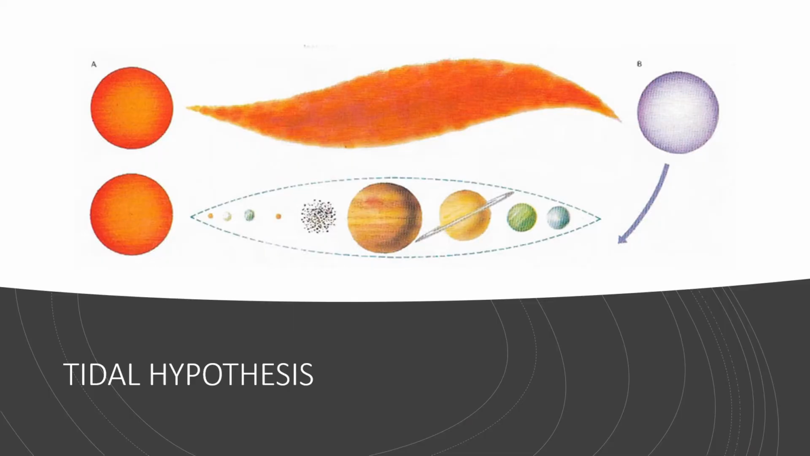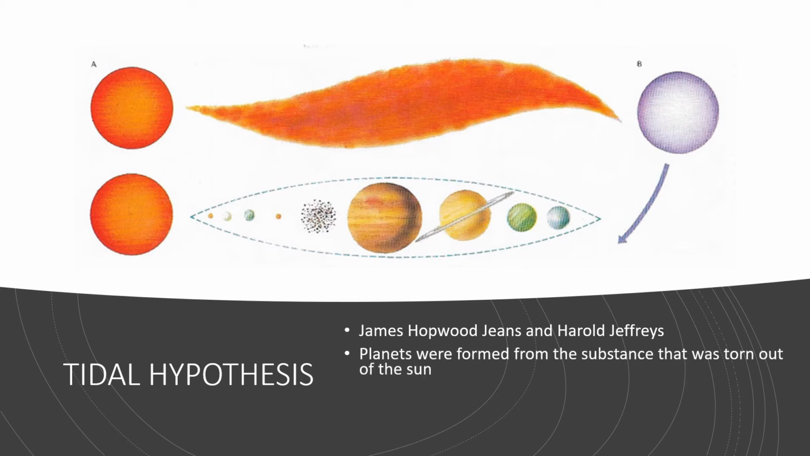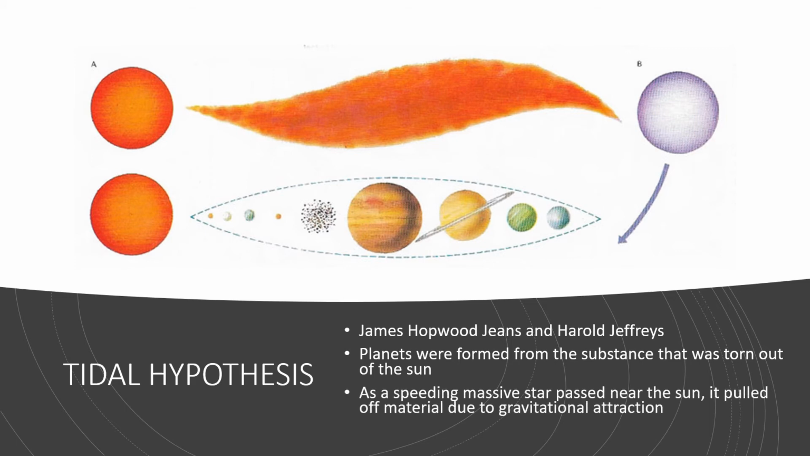Next, we have the tidal hypothesis. British astrophysicist James Hopwood Jeans and English astronomer Harold Jeffreys proposed another theory explaining how the planets were formed from the substance that was torn out of the sun. As a speeding massive star passed near the sun, it pulled off material due to gravitational attraction, and the torn-off material subsequently condensed to form the planets. So that's the tidal hypothesis.